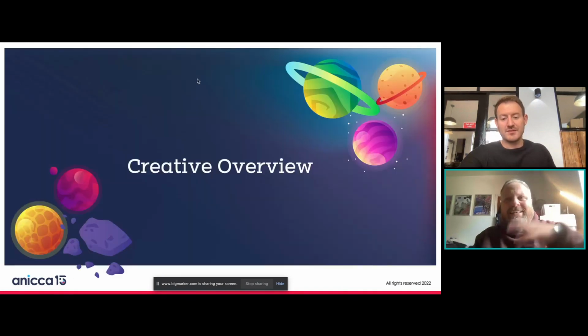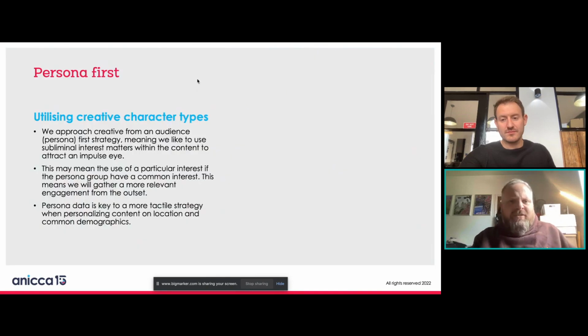Now, when we get into this creative overview, we can look at all of the different types that we look at in terms of that user first approach. So the persona first approach, we approach creative from that data. We look at that data, we understand who it is that we wish to talk to, and we build these fantastic personas and these templates around that.